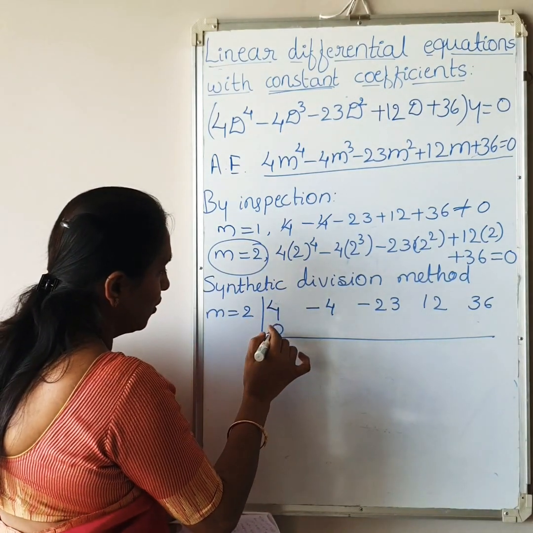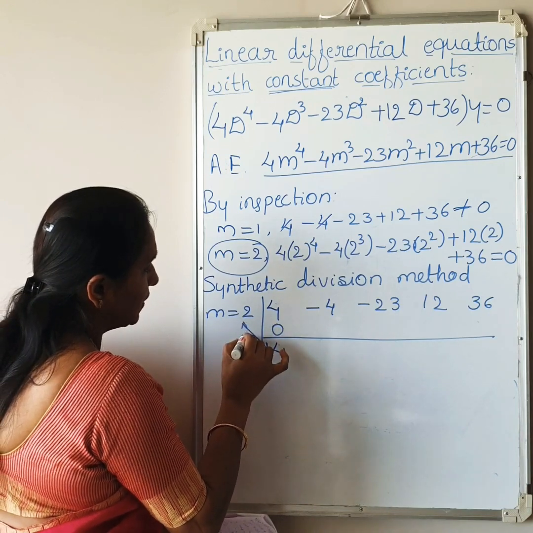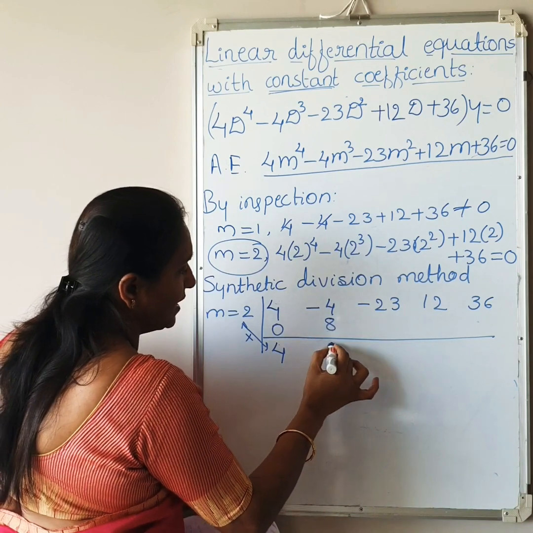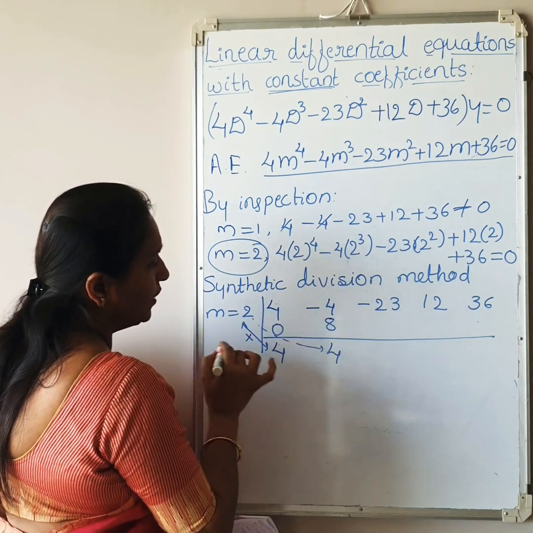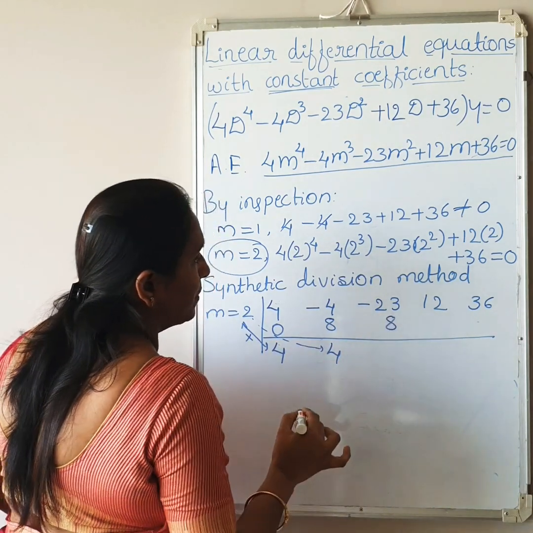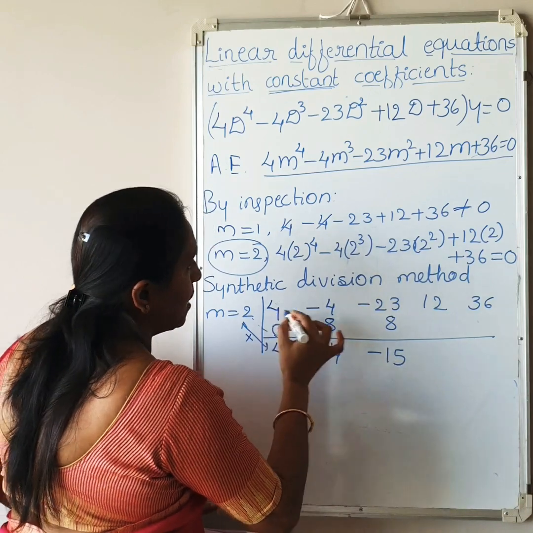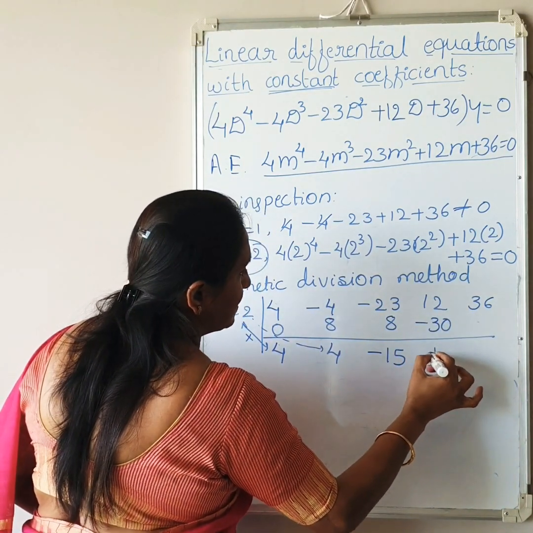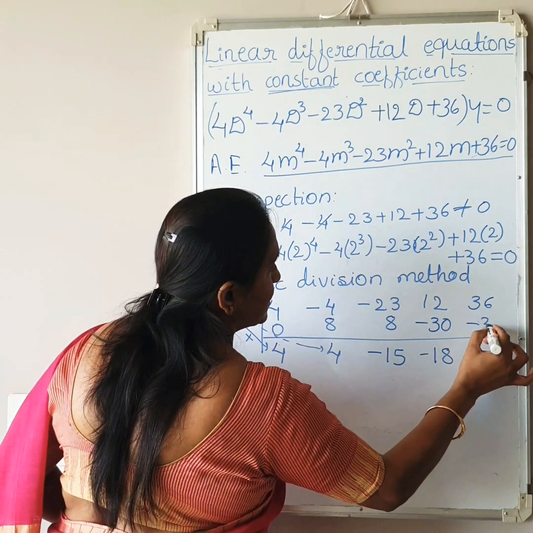So here 4 plus 0, it is 4. Then multiply these two. 2 into 4 is 8. Minus 4 plus 8 is 4. Then multiply this one. 2 into 4 is 8. And minus 23 plus 8 is minus 15. Then 2 into minus 15 is minus 30. 12 minus 30 is minus 18. Again minus 18 into 2 is minus 36.